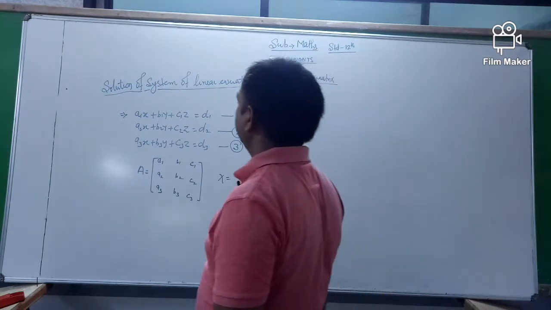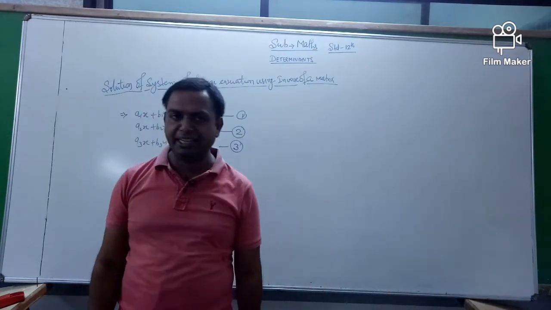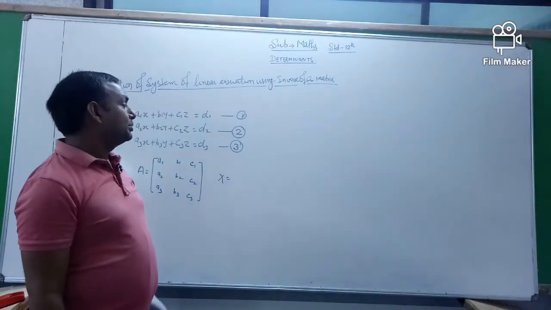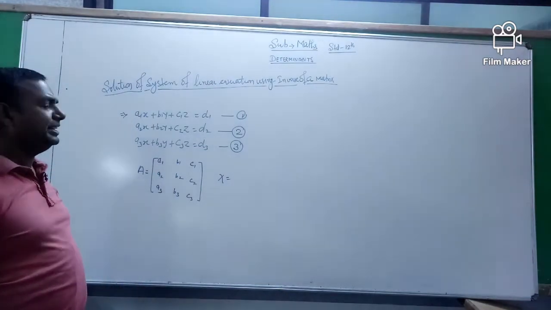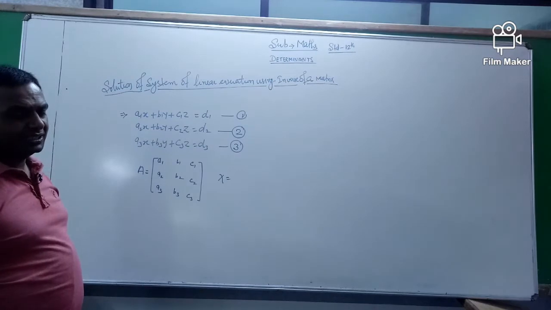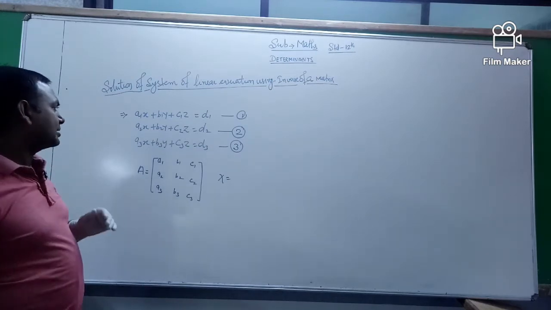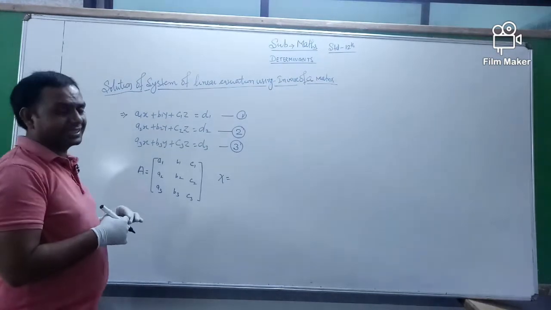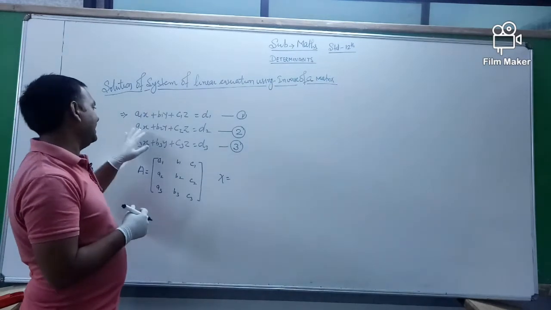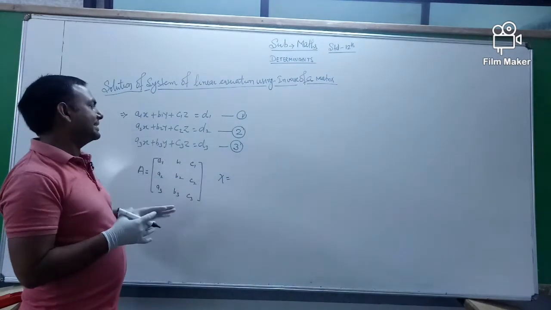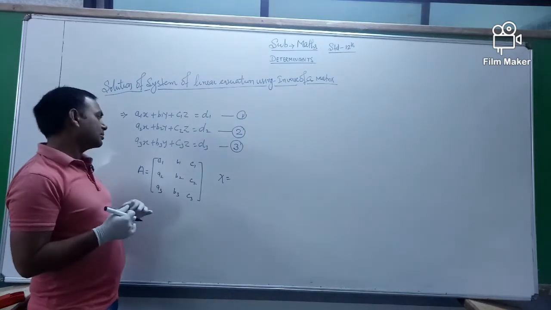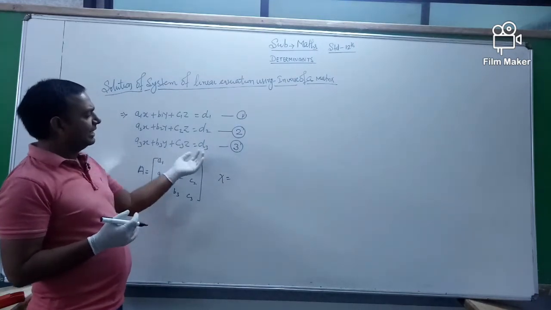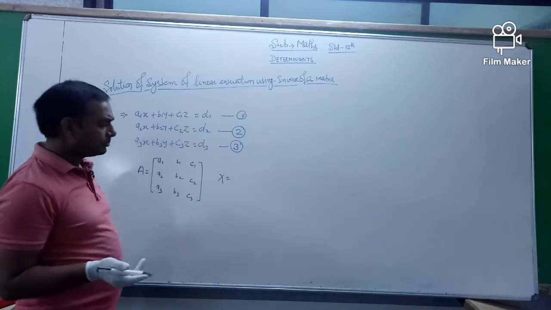Today we are solving a system of linear equations using the inverse of a matrix. Suppose that you have three equations: a1x + b1y + c1z = d1, another is a2x + b2y + c2z = d2, and a3x + b3y + c3z = d3.